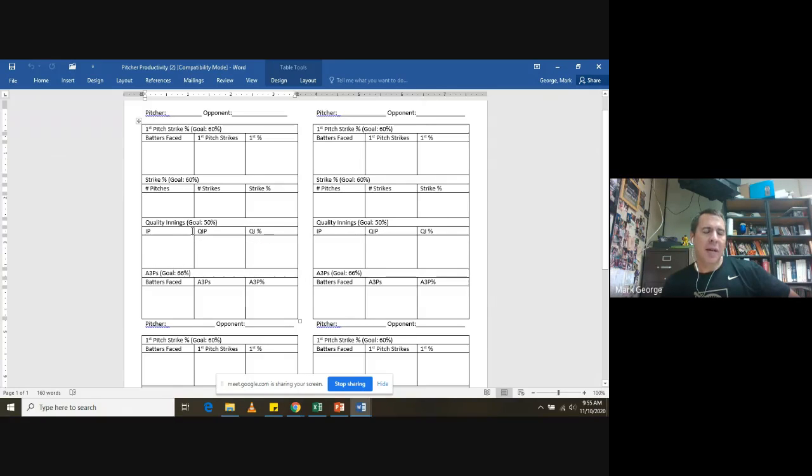But another thing this allows us to do is hold our defense accountable and say, look, these pitchers, they're meeting their statistics, they're meeting their goals. What are we not doing defensively to help our pitching staff out?